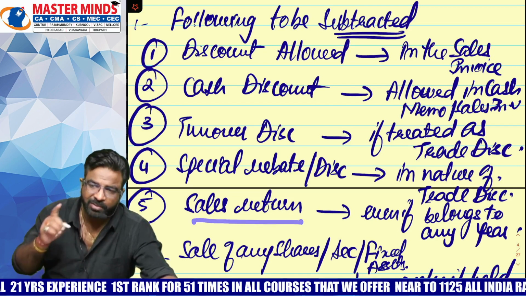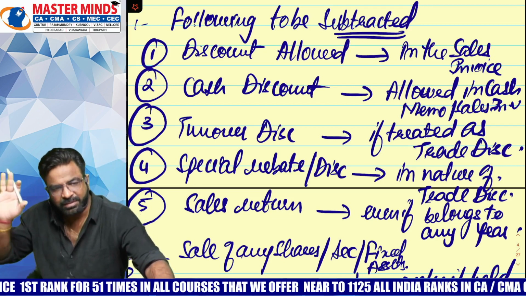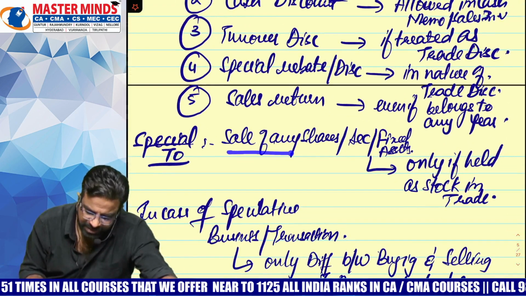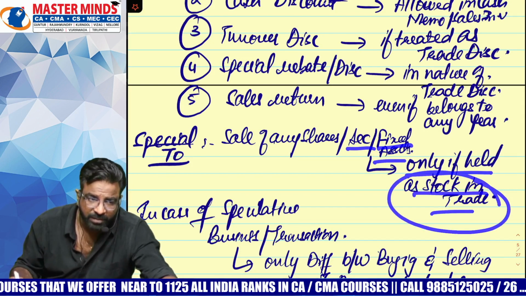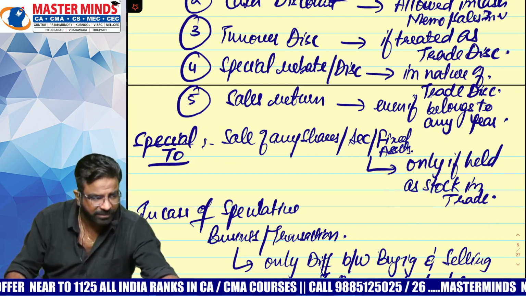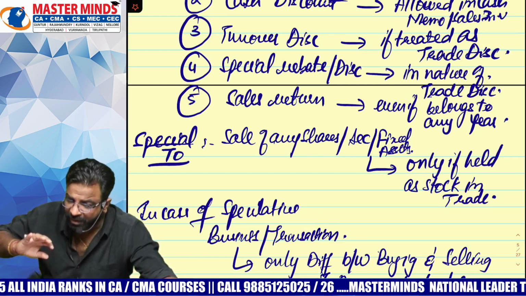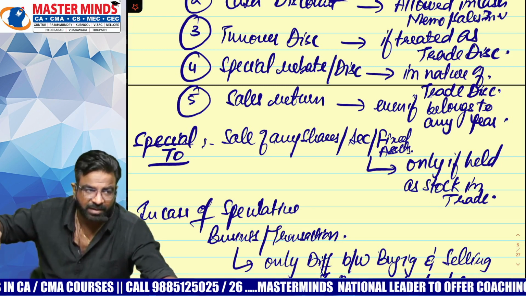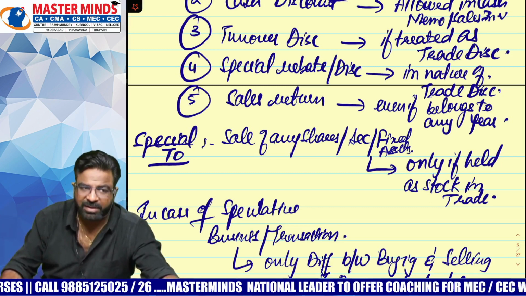Sales return, that I already told you in the CARO also. Sales return of that year only you have to subtract, or any year? Any year's sales return you can subtract. But what is this? Special turnover. Sales of any shares, securities, fixed assets, only if held in the form of what? What does that mean? You are simply selling one asset and you got some money. Will it be counted in your turnover? No. But if you have a series of assets like that, and these assets were not fixed assets but were inventory to you, and you are selling them, that will be treated as turnover.